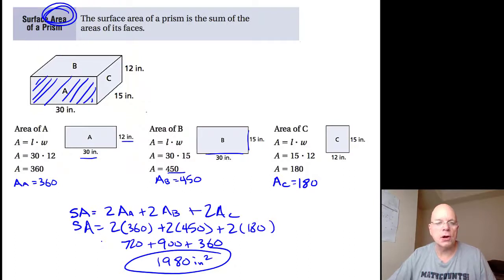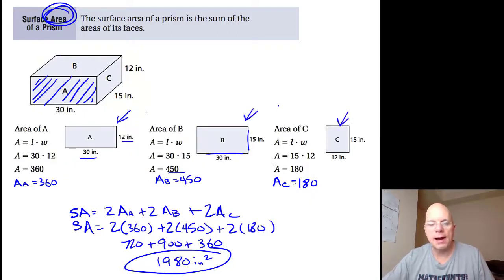Try the next one on your own, but before you jump to it, just make sure you label the different faces, calculate the area of each face first, and then write your formula depending on how many congruent faces you have.